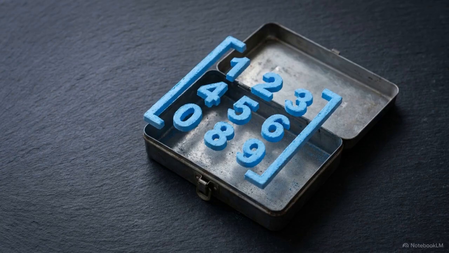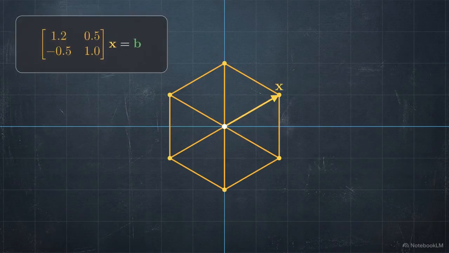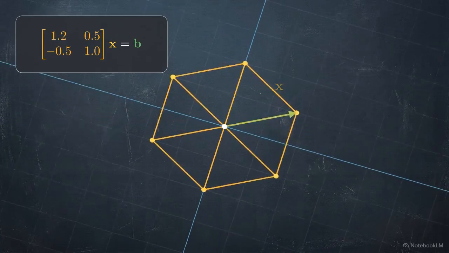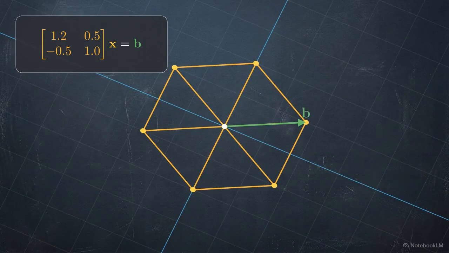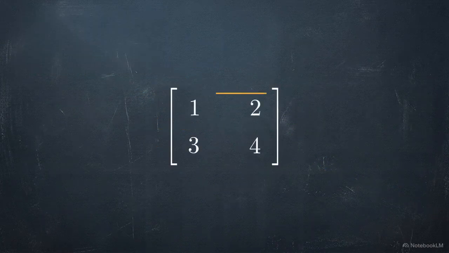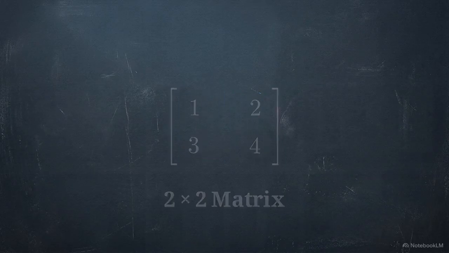Matrices are more than just boxes for numbers. They are a specialized toolkit for organizing complex systems and calculating how objects move and transform in space. Define your grid by counting rows, then columns. This is a 2x2 matrix.